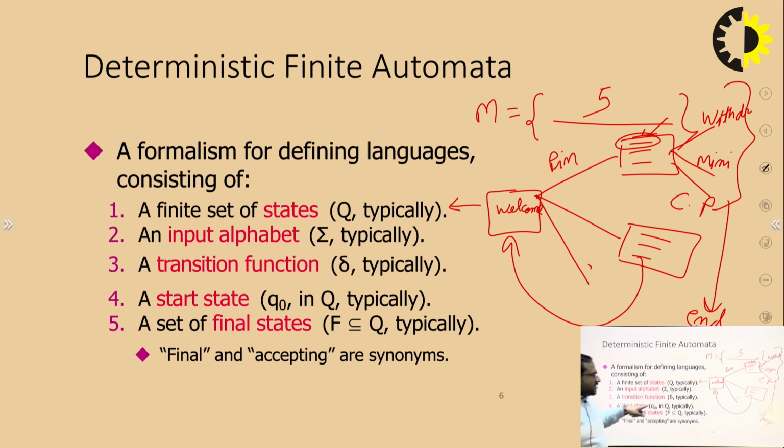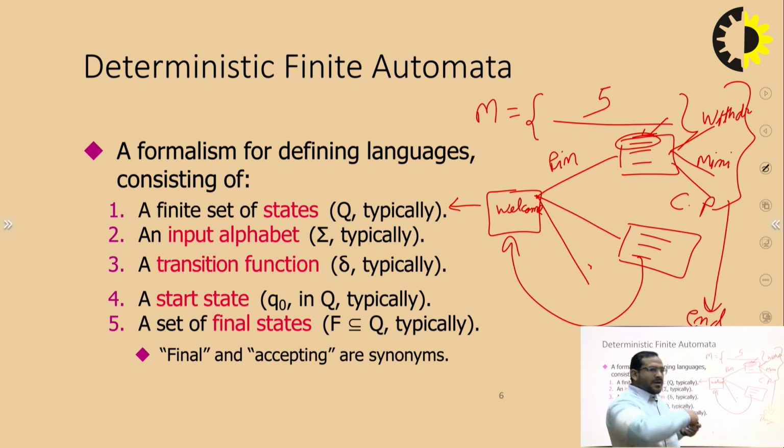There is a start state. As I told you earlier, every machine basically has an initial state, which is called the initial state or the start state, and is represented by q0. The other is the final state. It is also a part of that set of states, and the final state is just like what I am showing you here.